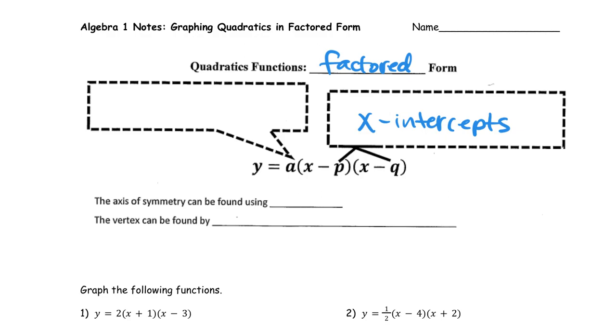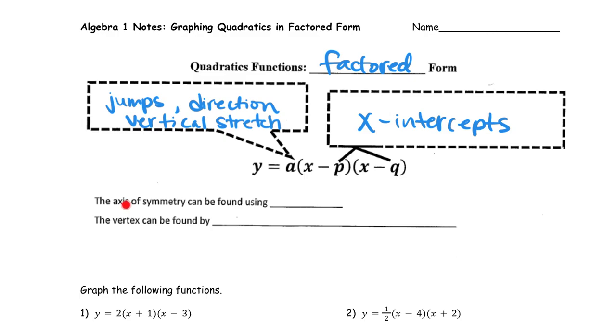The A value is also going to help us. Remember that the A value tells us about the jumps, if we're graphing using jumps. It also tells us the direction of the graph, so it tells us if it opens up or down. Sometimes this is all referred to as our vertical shifts, like what's happening. Is it being stretched up? Is it being squashed down? And we'll talk about this as we get into our examples.